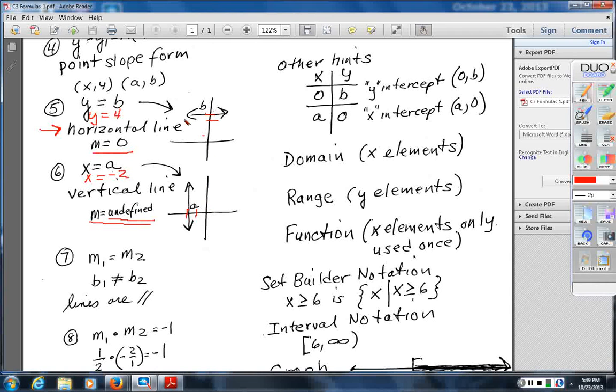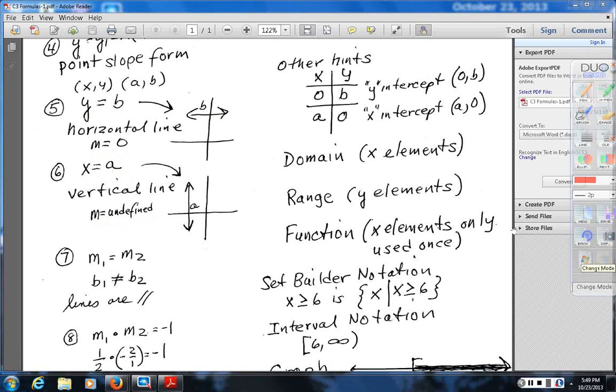So you see, so far we've done a number of things using some of the formulas, putting them all together on one page of notes to help you master some of the skills in Chapter 3. All right, looking at equation 7 and 8, I should say. Let's see if I can raise it up a little bit here.